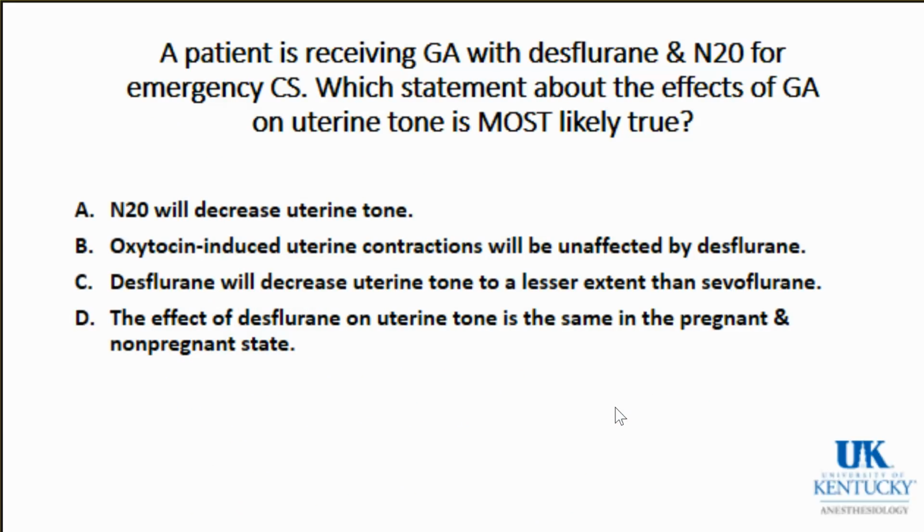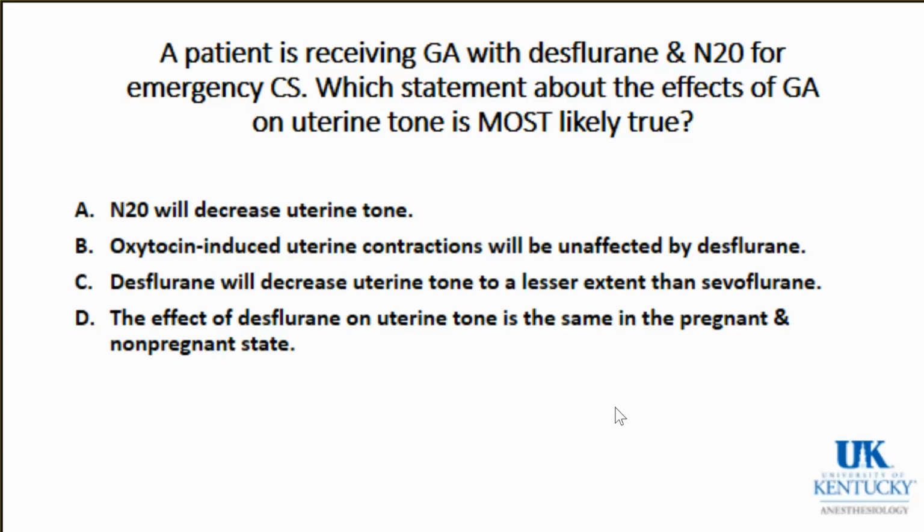Now, what about the effect of your anesthetics on uterine tone? If a patient's receiving general with desflurane and nitrous for emergency C-section, which statement about the effects of general on uterine tone is most likely true? So the answer is going to be C. Oxytocin will still work, but it's going to be dependent on the concentration of your volatile agent.